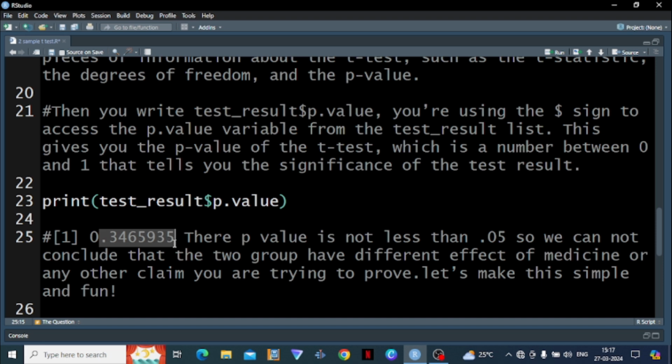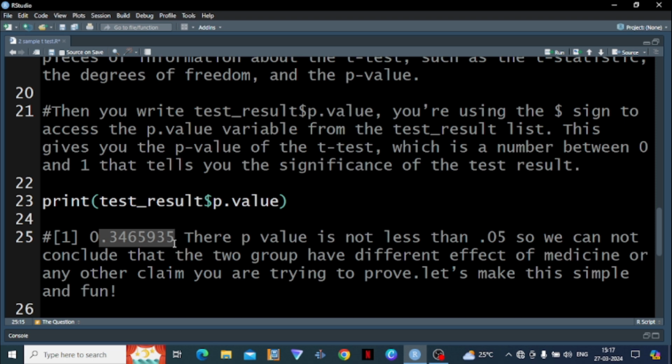But in our case, the p-value is not less than 0.05, that means we fail to reject the null hypothesis. Till the null hypothesis is rejected, we cannot accept the alternate hypothesis. What is the alternate hypothesis? That there is a difference between the two groups.